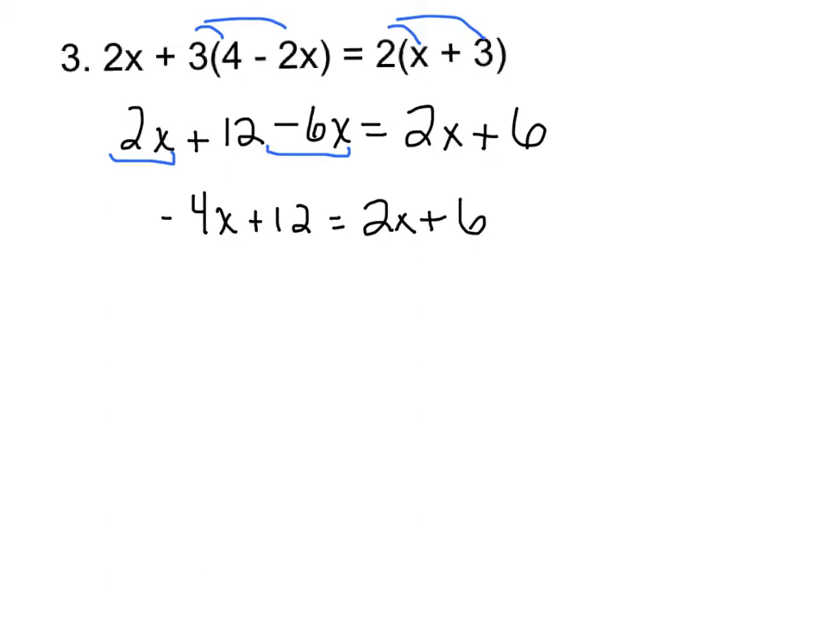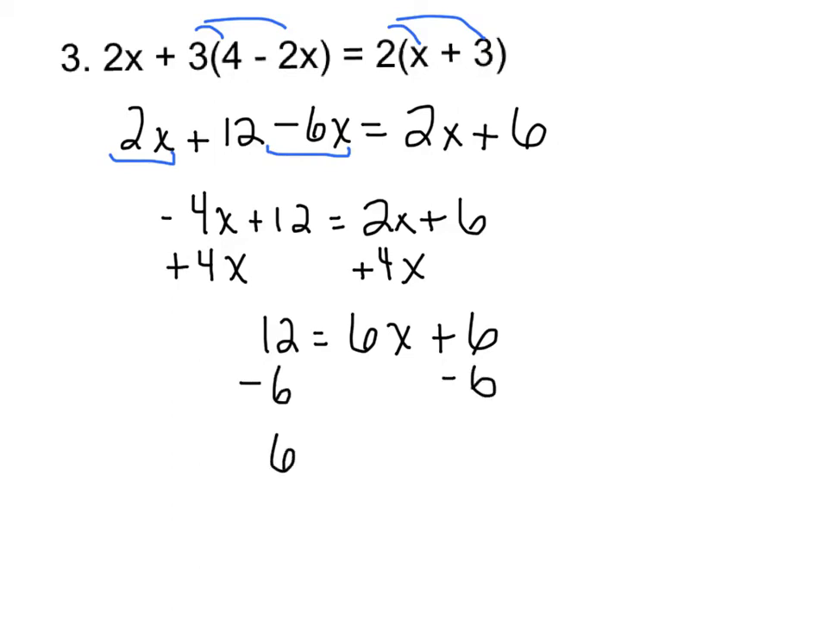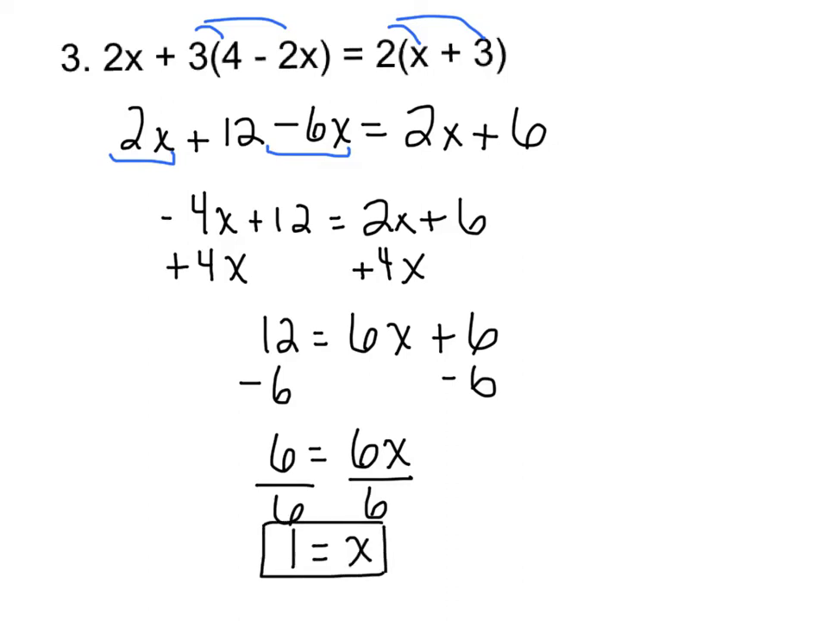The next step, get the variable on one side. So I'm going to add 4x. Now you don't have to do these exact same steps. You could have moved the 2x over. So if I add 4x to both sides, that would give me 12 equals 6x plus 6. Now I'm going to subtract 6. That gives me 6 equals 6x. I'm isolating the variable. The opposite of times 6 is divide by 6. So my value of x is going to be 1.